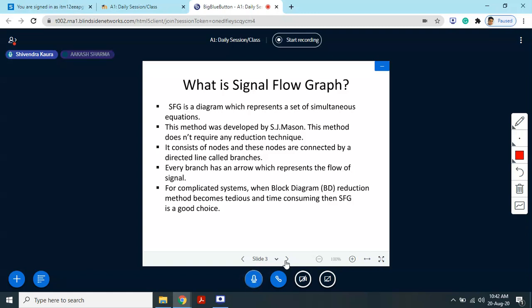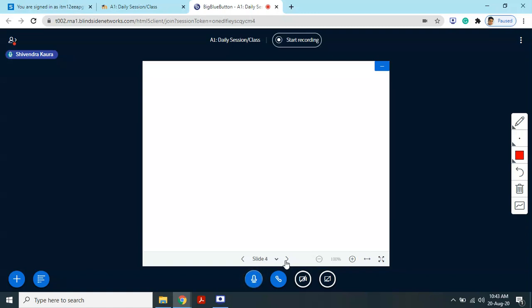So when we reduce the block diagram, it becomes a very big problem, and it's too tedious and time consuming, which a signal flow graph reduces. By using the signal flow graph, we can reduce the time, we can reduce the paperwork which we have to do in the block diagram algebra. So now, how to represent the signal flow graph? How to convert a block diagram in a signal flow graph?